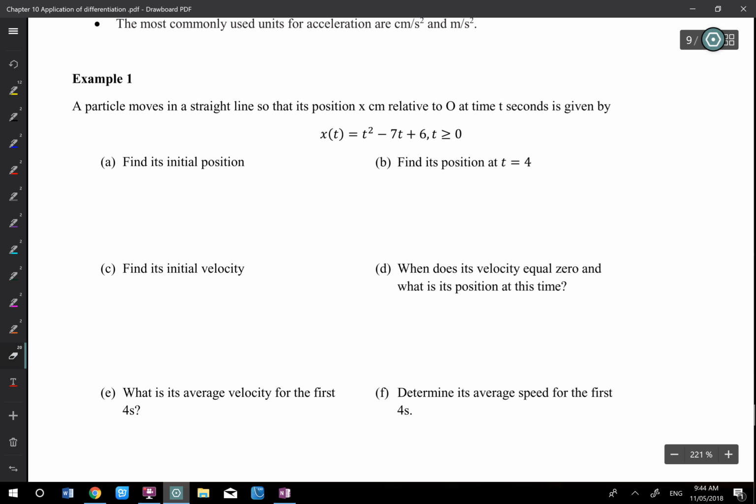Okay, so for example 1, we get a particle that moves in a straight line, so that its position x centimeters relative to O at time t seconds is given by x(t) equals t squared minus 7t plus 6 when t is greater than or equal to 0. For this question, I can immediately find the vt. Vt is 2t minus 7.